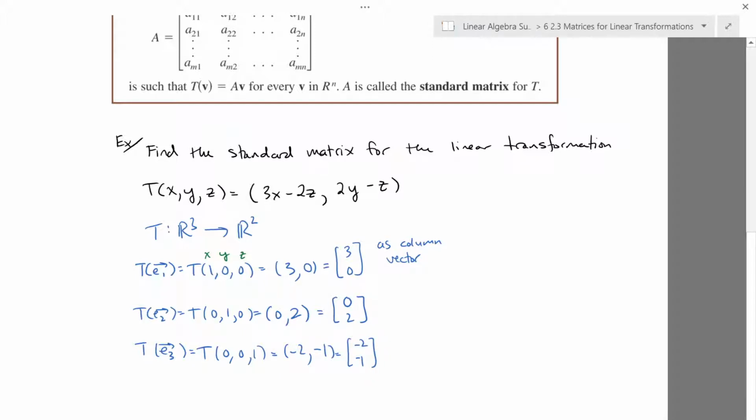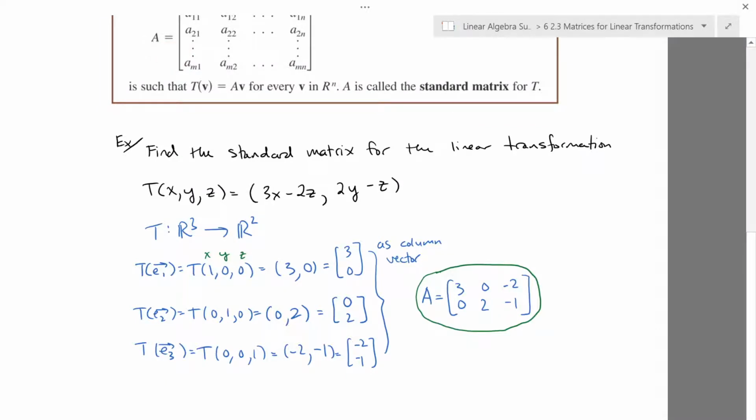Okay, so now we put this together. A as a matrix: the first column would be 3, 0. The second column would be 0, 2, and the third column would be negative 1, negative 1. Okay, so this is our matrix representation.